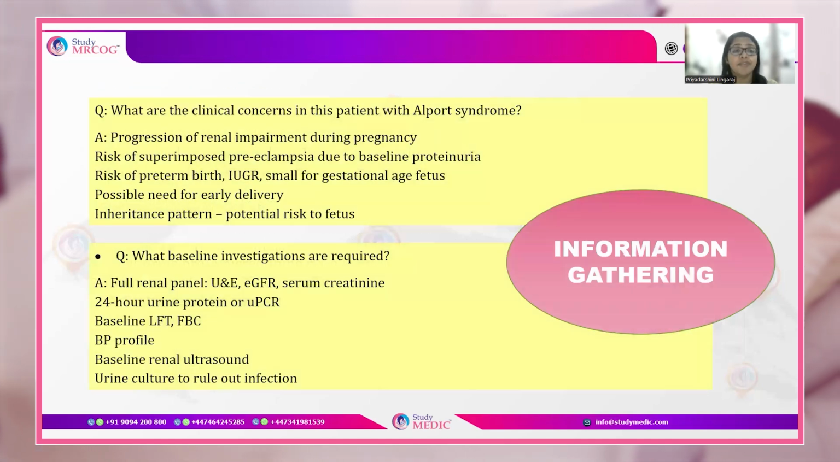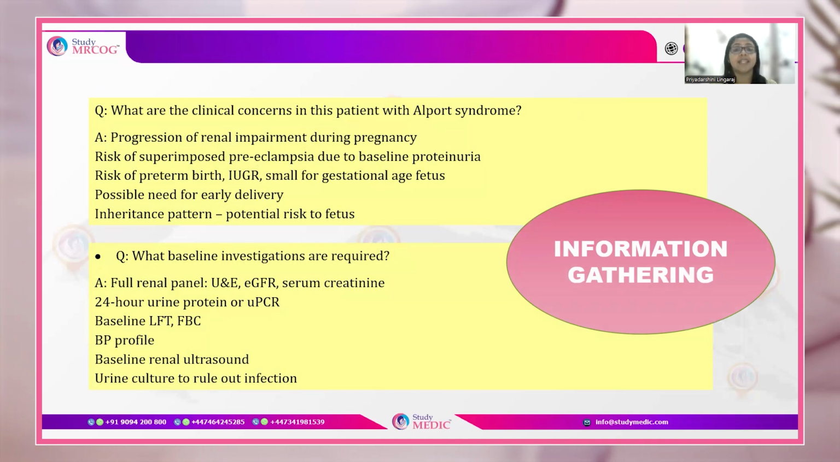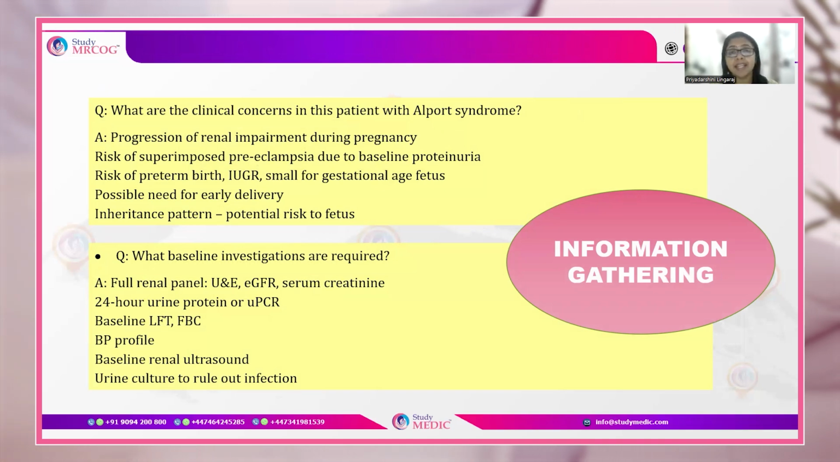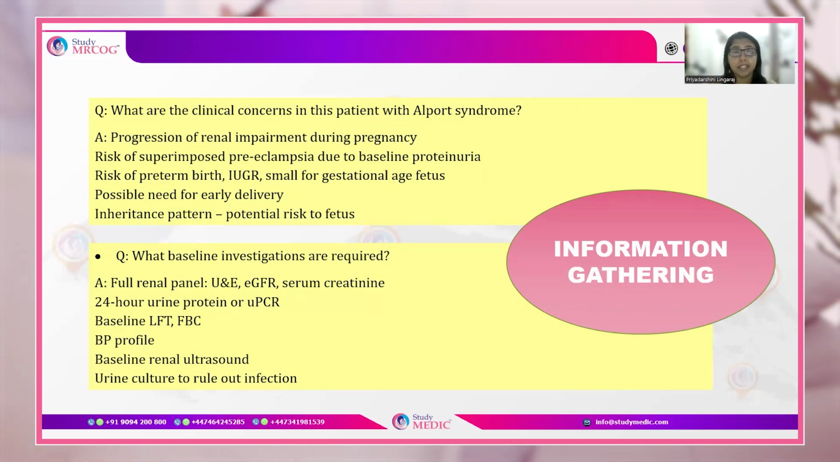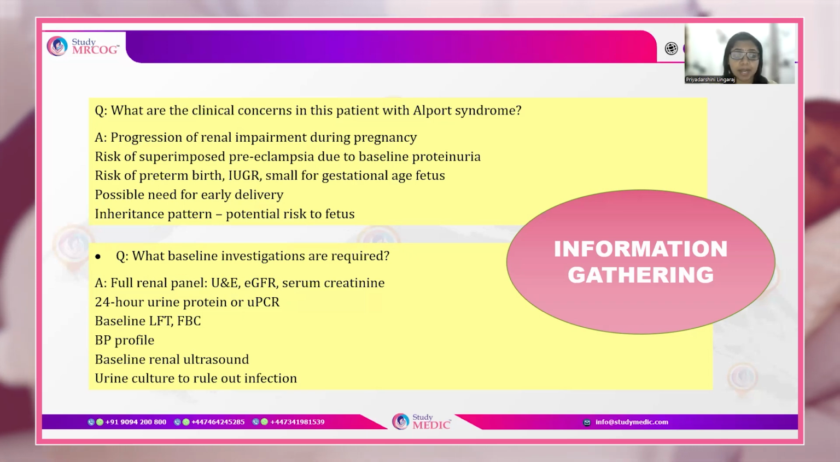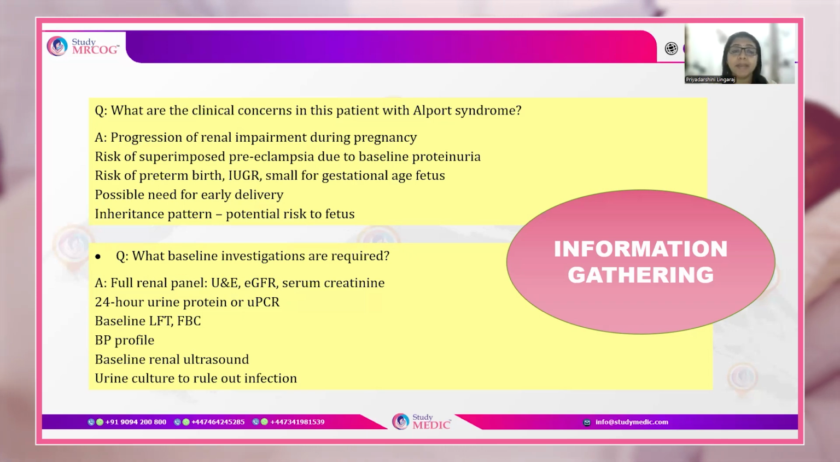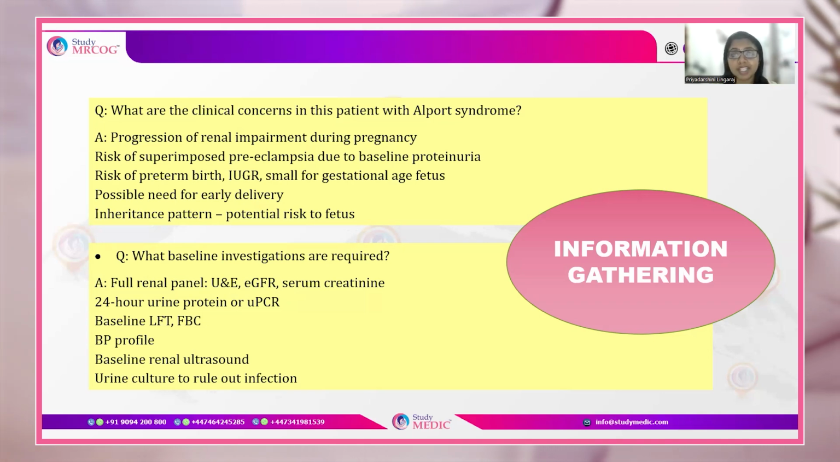Say, for example, the question is, what are the clinical concerns in this patient with Alport syndrome? You can start with, I would like to summarize this case, and you can give an SBAR summary of the patient, and then bring in the clinical concerns. What are the baseline investigations required? You're only going to talk about the baseline investigations required for this particular patient. You're not going to generalize. You're going to talk about the patient and the Alport syndrome she has got.